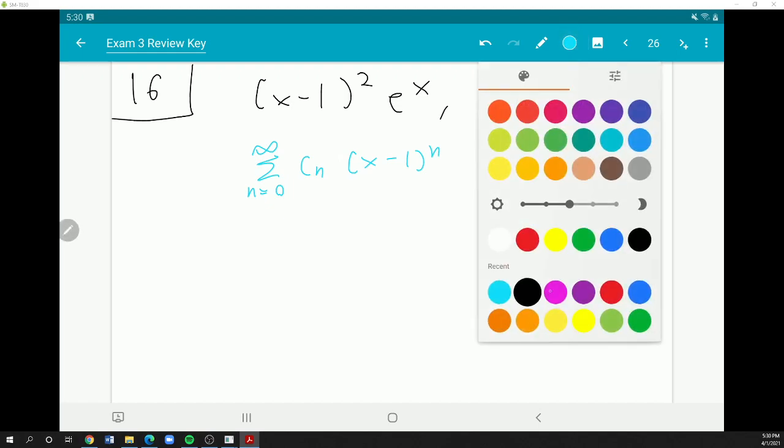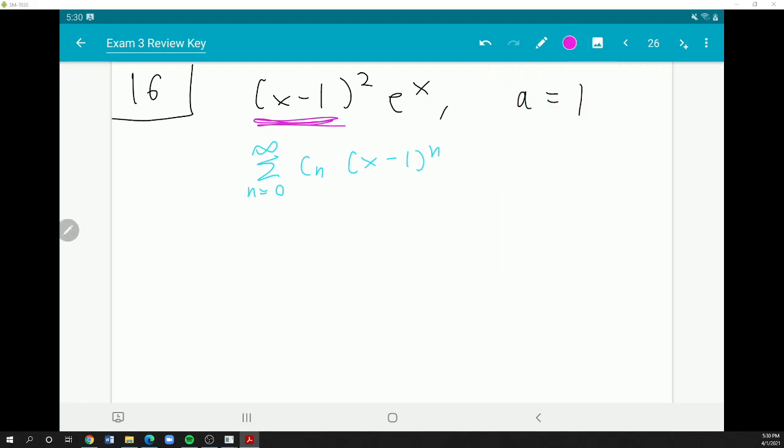And things are looking okay. This x minus 1 squared is completely fine. But this e to the x isn't quite what I want. So what I'm going to do to fix it is say it's x minus 1 squared e to the x minus 1 is the ticket. That's what I want. But that's different from e to the x.